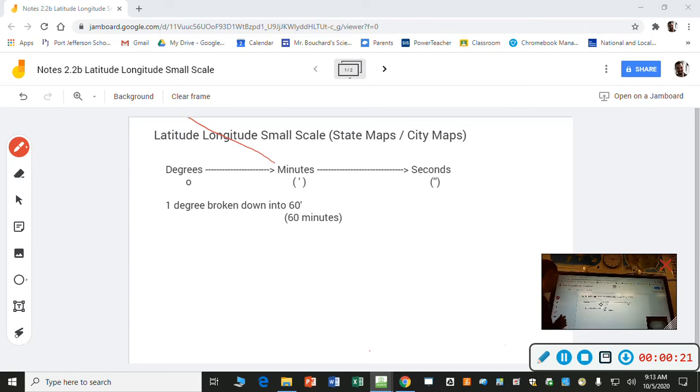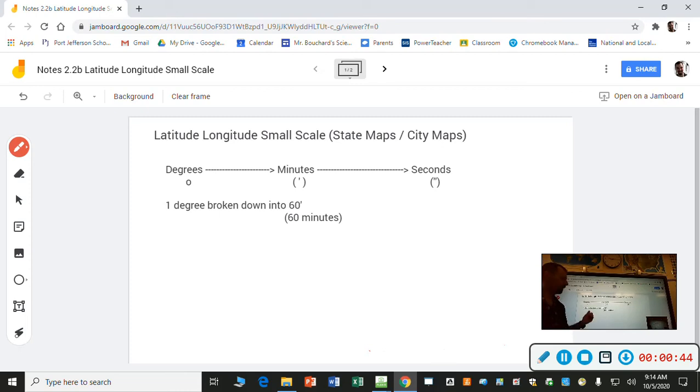So the first thing I'm going to start with today is looking at the different units that we use. Degrees, which is the regular degree symbol. Then we have minutes, which is like an apostrophe symbol. And then seconds, which is a quote symbol. These are used to denote the smaller units in angular measurement.